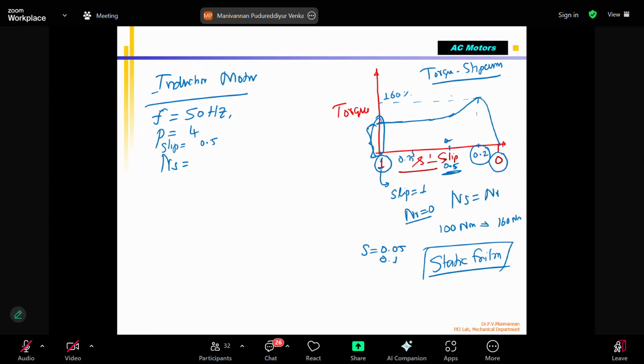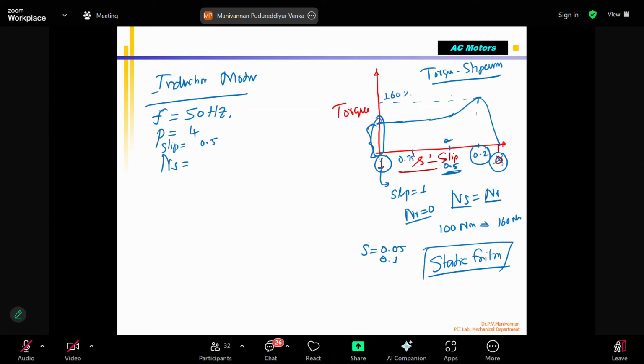Because the rotor mass is there, the rotor magnetic field is trying to catch the rotating stator magnetic field. But that doesn't happen because the rotor has a mass, bearing friction, wind, and internally cooling air is going through the motor. All these things create some friction. Due to that, the rotor speed is always lesser than the stator speed, so automatic slip comes. Already we know slip equals NS minus NR divided by NS into percentage. So slip will be there.